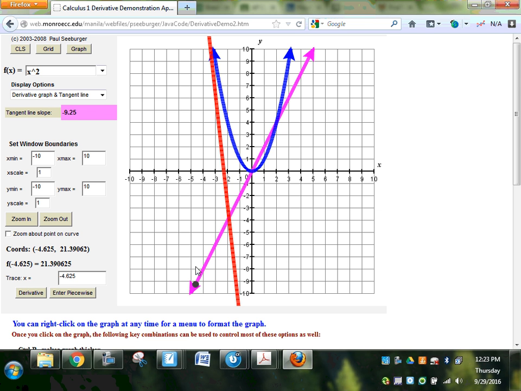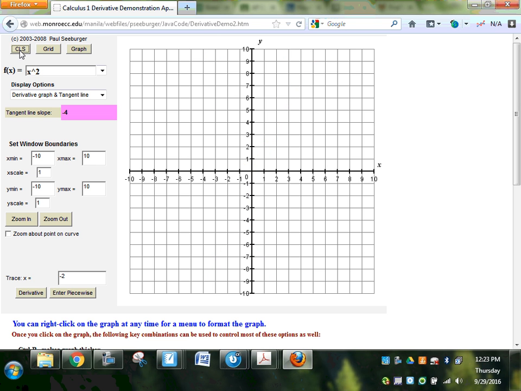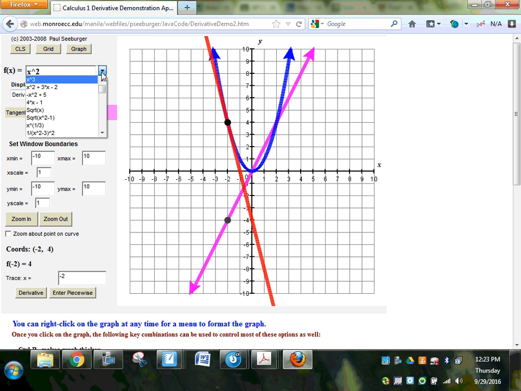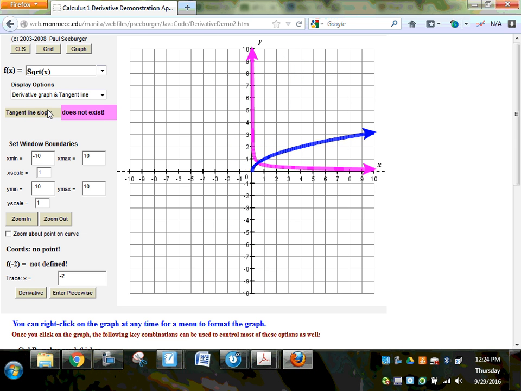What is the slope of the graph at negative 2? Negative 4, so we plot out the point negative 2, negative 4. Now, this is kind of cool because you can look at all different kinds of functions. That's the graph of the derivative.